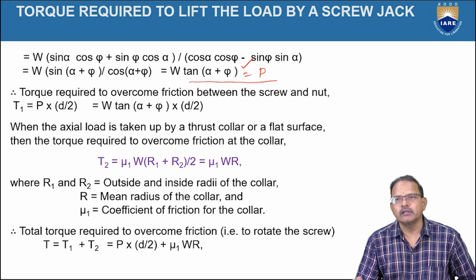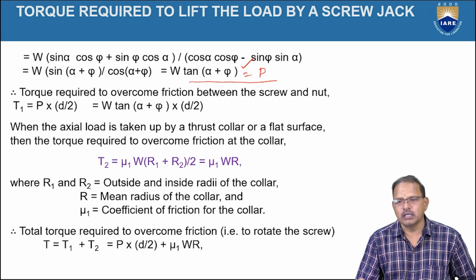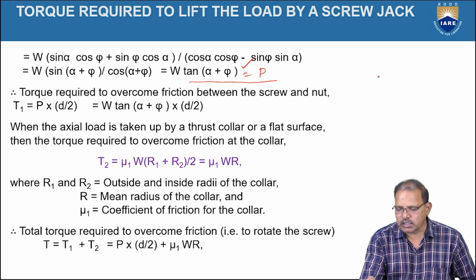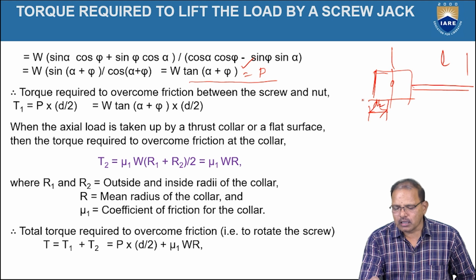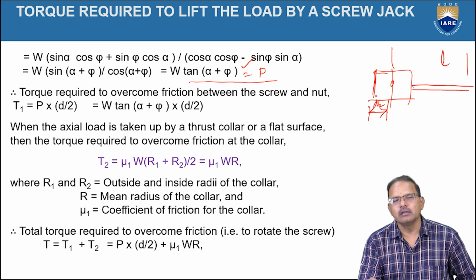It is having a turning effect, that is, it will rotate the body. But actually the force is applied at the end of the lever. That is, the screw jack is there, the head is there, and at a distance of L the force is applied. But this P force is applied at a distance of D by 2 from the center. Hence, the moments created by the force applied at the end of the lever should be equal to the moments created by the force P at the surface of the screw.